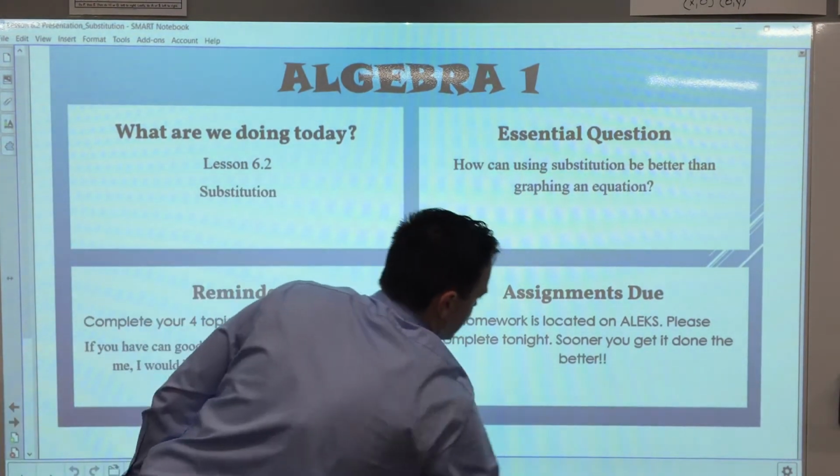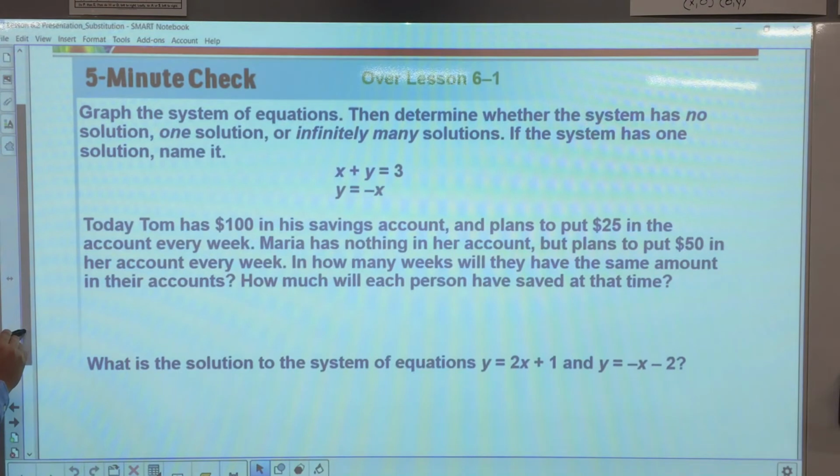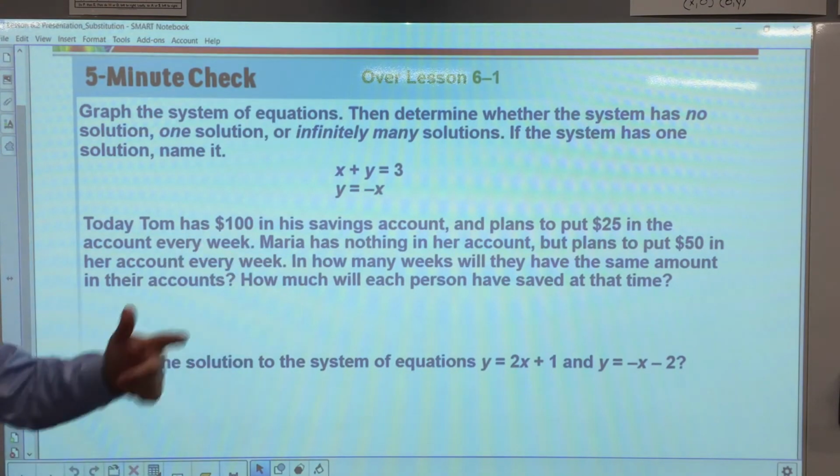Here, ladies and gentlemen, is your bell work. We're going to do bell work by chapter now, to make it simpler. So what I want you guys to do is please do the bell work.